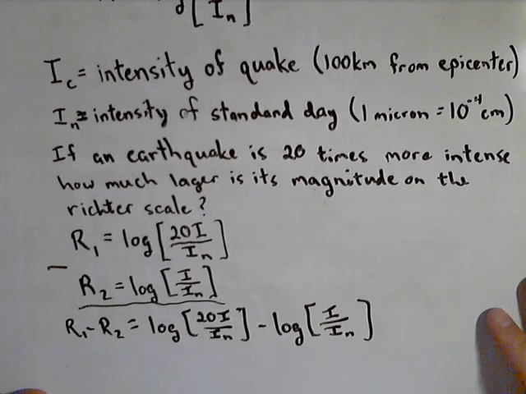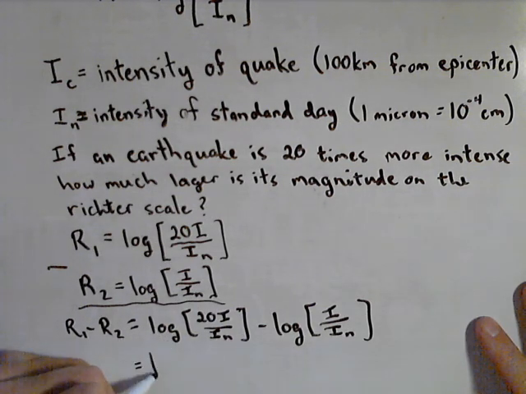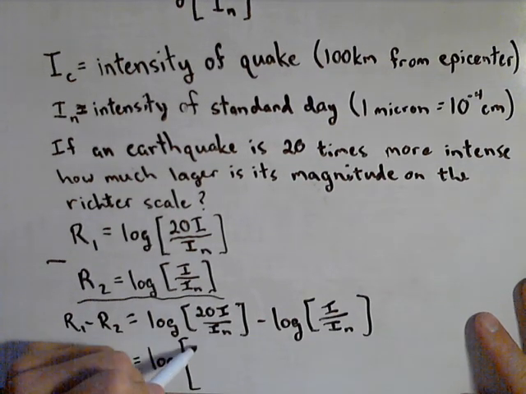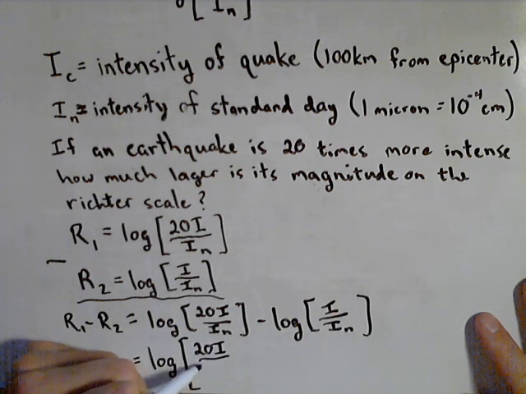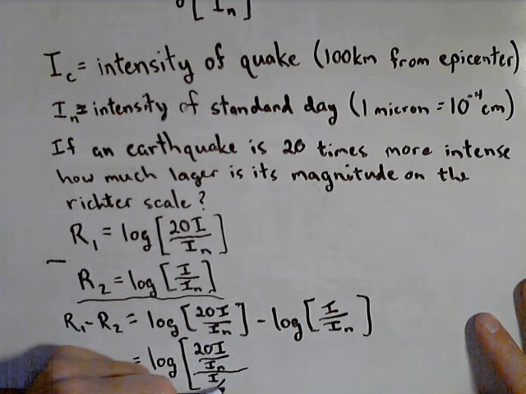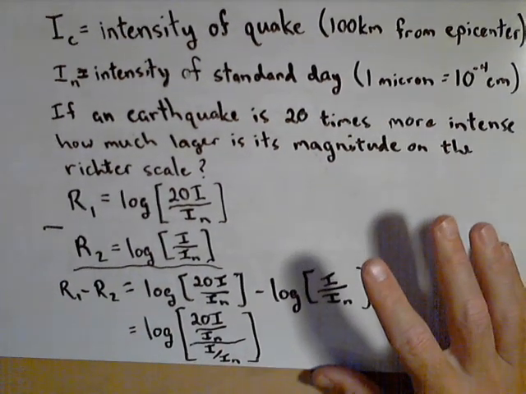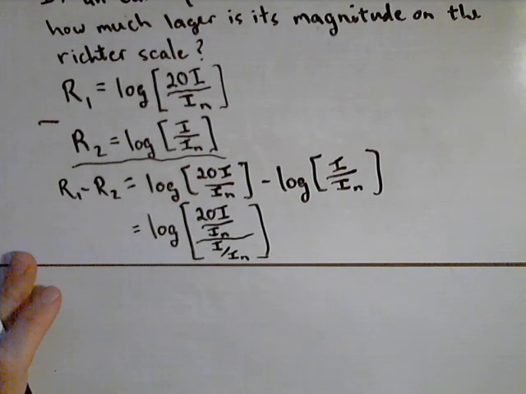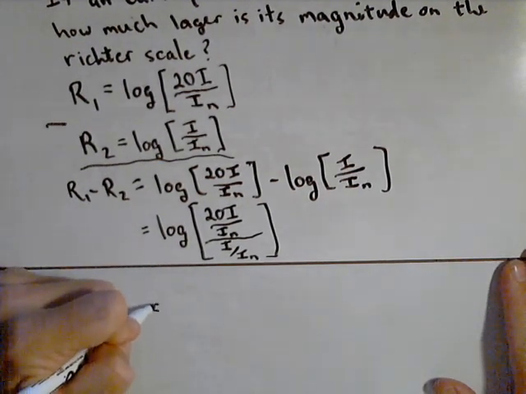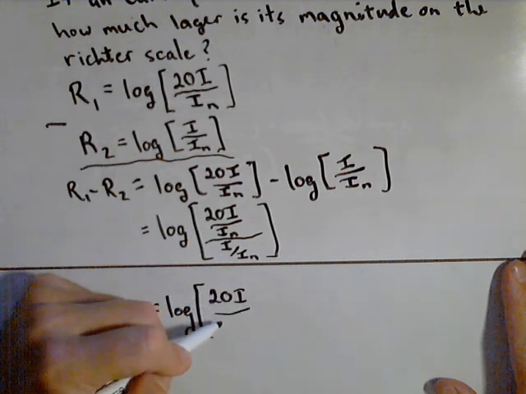Now most of our work is going to come in this next step, which is to use properties of logs, because we have subtraction. That means we can rewrite it as a single log with division. Specifically, 20I over I sub n over I over I sub n. Now inside here we're going to flip and multiply because we have division by a fraction. So this is equal to log of 20I over I sub n.